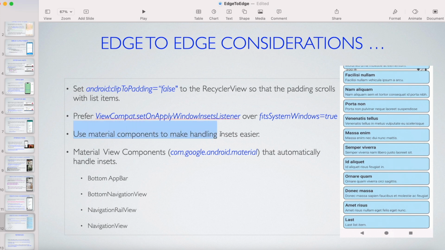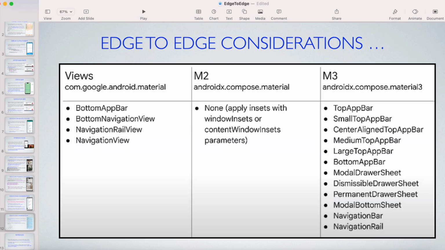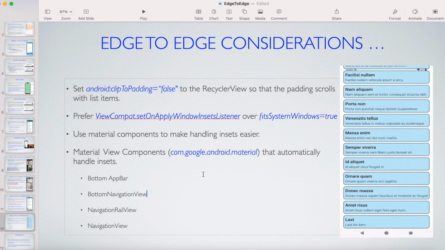Okay, next, use material components to make handling insets easier. These are the material view components that automatically handle insets: bottom app bar, bottom navigation bar, navigation rail view and navigation view. If your app is using Material 3 components, edge-to-edge support becomes easier because these are some of the components from Material 3 that automatically handle insets. So you need not have much work when you are migrating your app to edge-to-edge when you are using Material 3 components.